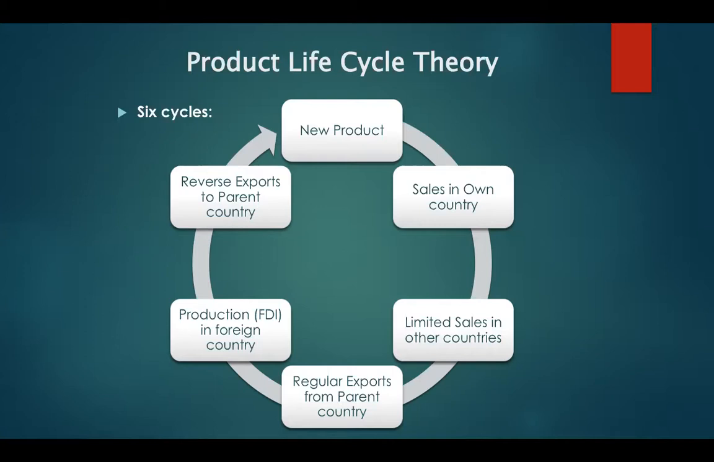So many companies only have six cycles, because if they only have production in a foreign country to sell in that country and maybe to neighboring countries, then they are not doing reverse exports. Some companies are doing that kind of business, not bringing back to the home country from a foreign country. Some companies have five cycles, depending upon the company's growth and the company's business model. But the product life cycle works.